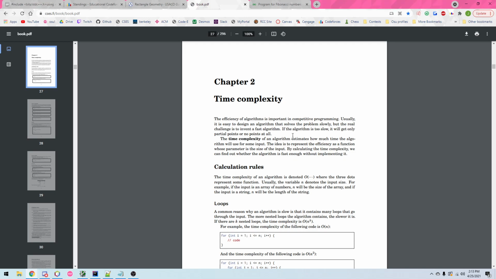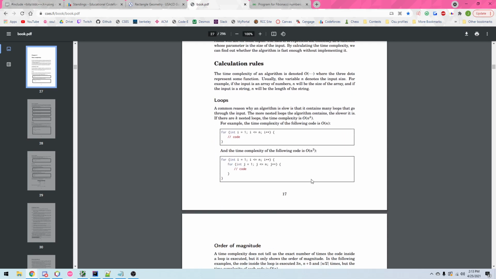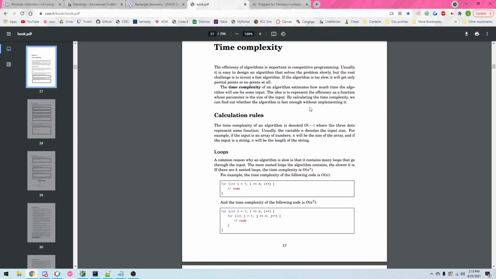So basically time complexity is going to be one of the most important things in algorithms, and the reason is because it basically tells us how fast our program will be able to run, or in other words, how much it will scale based on the size of the input. A good measurement that I like to use, which they'll put later on here, is that C++ can do about 10 to the fifth operations.